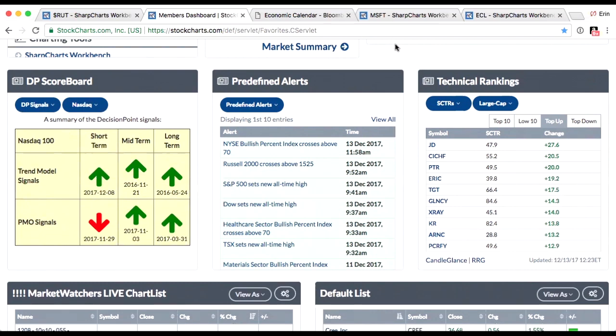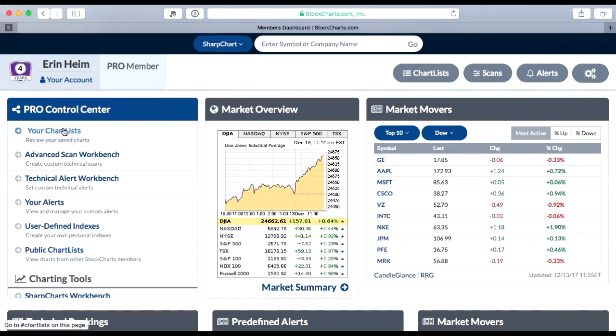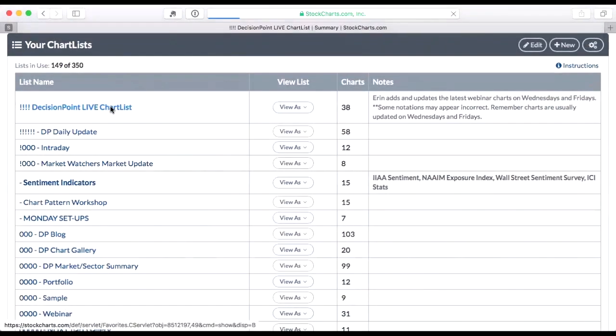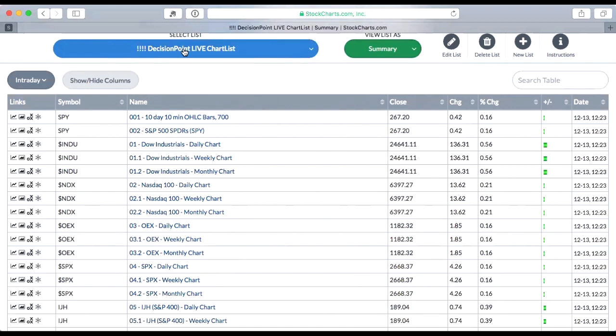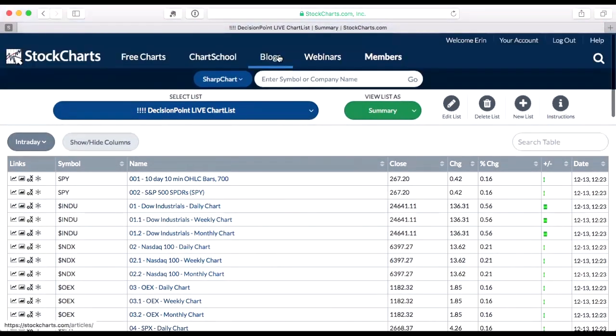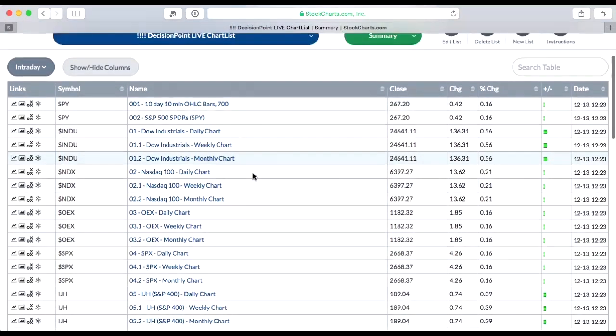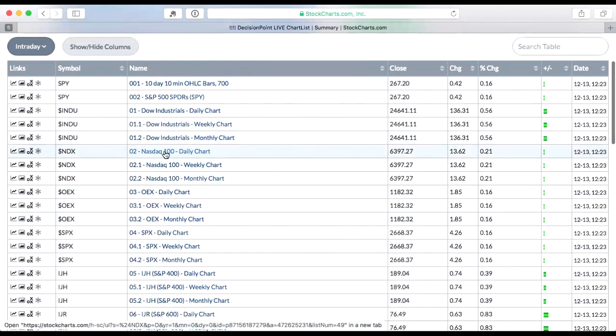Let me take you to my actual chart for this, because I want to show you one that's annotated. All of these charts that you can see in this summary are located in the Decision Point Live chart list. You can get to that simply by clicking on the blogs, opening the Decision Point blog, and the link is right at the top of the Decision Point blog, and you'll find all of these. I try to keep them updated as far as annotations, but admittedly, the major ones are the ones I look at more often in comparison to the mid caps and small caps.